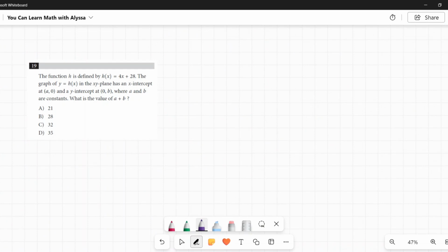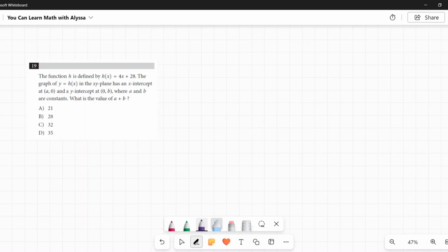Number 19. The function h is defined by h of x equals 4x plus 28. The graph of y equals h of x in the xy plane has an x-intercept at a, 0 and a y-intercept at 0, b, where a and b are constants. What is the value of a plus b? They love their verbiage, don't they? And we've got some verbiage here.